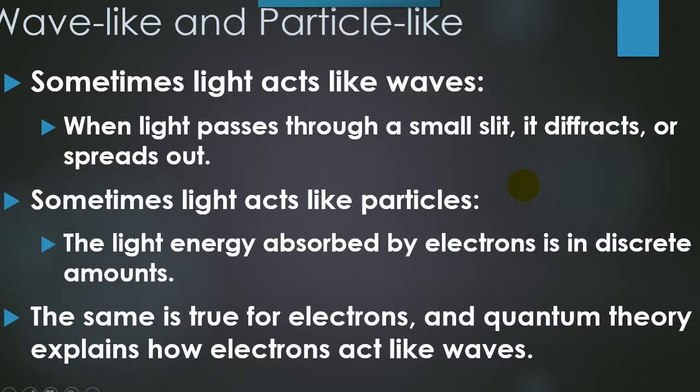Sometimes light acts like waves. When light passes through a small slit, it diffracts or spreads out, but sometimes light acts like a particle. For example, the light energy absorbed by electrons is done so in discrete amounts, or packets. And the same is true for electrons. Sometimes we can explain electrons as particles, and sometimes we can explain them as waves. When we explain them as waves, we have to use quantum theory.